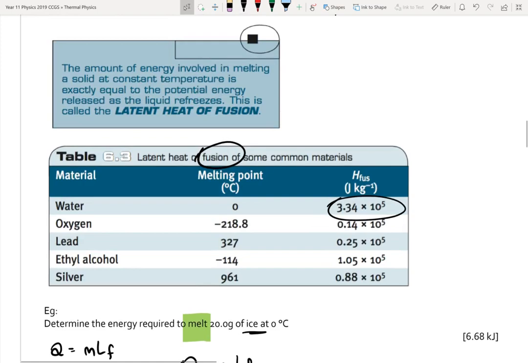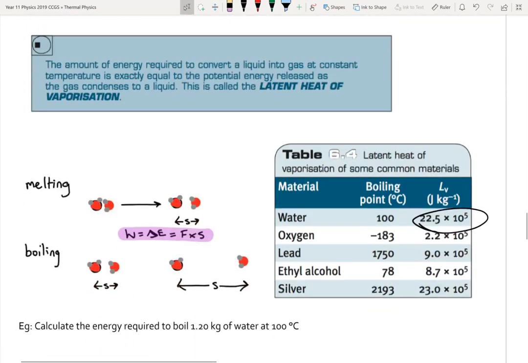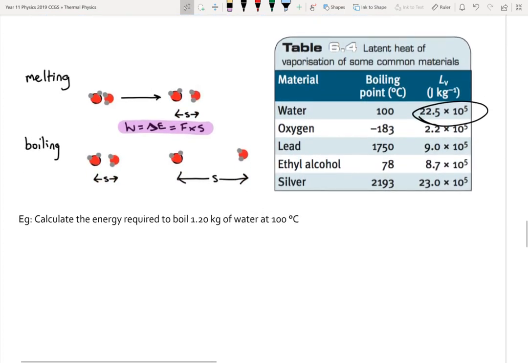So it's nearly 10 times greater, the amount of energy to boil water than it is to melt it. And it has to do with the spacing. If we looked at going from a solid to a liquid, we have to do work on it. We have to apply a force over a distance. And it turns out that the increase in distance isn't that great. So we go from really close together to a little bit further apart.